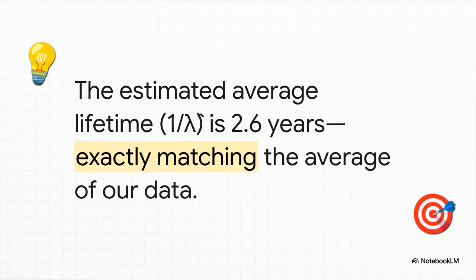And check this out, that beautiful intuition pops up again. For this kind of distribution, the average lifetime is just 1 divided by the failure rate. And if you take 1 divided by our estimate of 0.385, you get 2.6 years, which is the exact average lifetime of the 5 bulbs we tested. Once again, MLE found the one parameter that makes our model perfectly reflect the sample we saw.